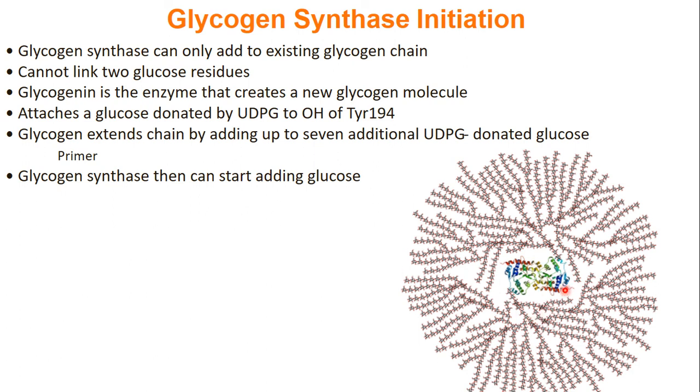And here's glycogenin right here, surrounded by glycogen. What glycogenin does is that it will attach one glucose unit to the hydroxyl of tyrosine 194 on the enzyme. Once you have that initial glucose ready to go, then you can add 7 additional UDP-donated glucoses to that chain. So your initial chain starts with 7 glucoses attached to glycogenin. Once you have this primer of 7 glucoses, glycogen synthase can take over and start adding glucoses based on the mechanism we saw in the previous slide.